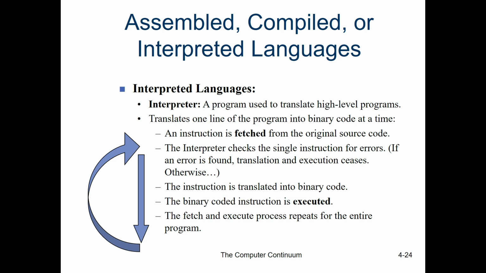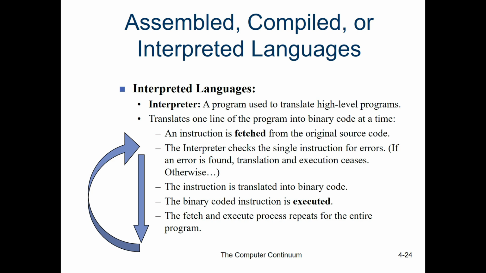It translates any program into computer understandable code line by line, and the procedure for this is: it fetches an instruction from the original source code, then interprets it, checking every single instruction for errors, and if it finds any error, it passes an error. If the instruction is translated into binary, the binary code is then executed, and the fetch and execute process repeats until the whole code has been executed. So that's how it works.